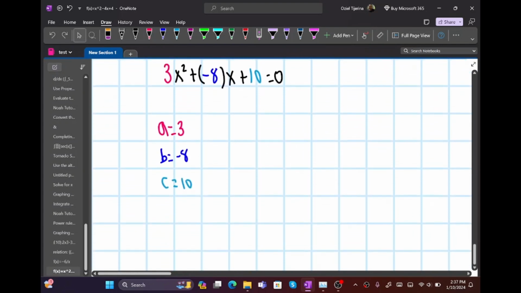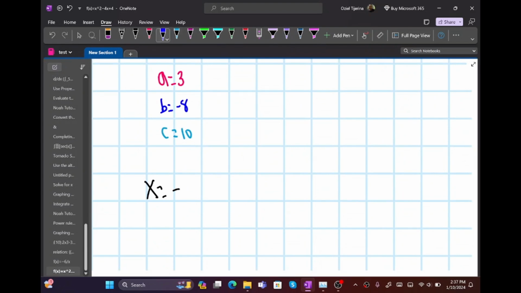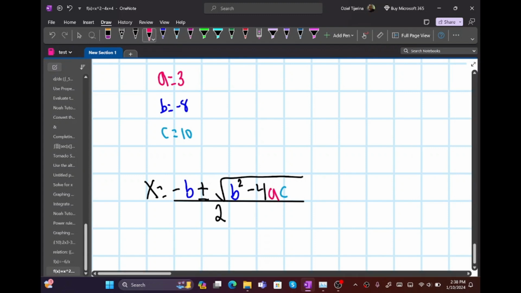And what I'm going to do is write down my quadratic formula. So we have x equals negative b plus or minus the square root of b squared minus 4ac, all over 2a. This is always going to be our quadratic formula.